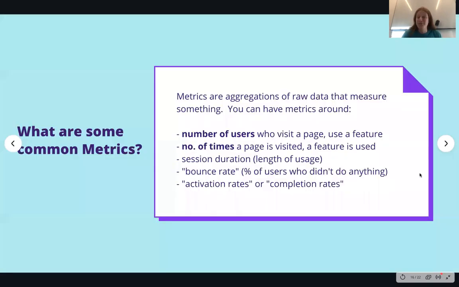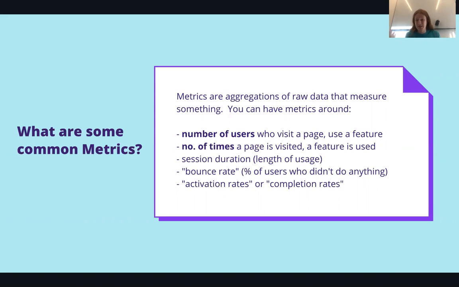Sweet. So what are some common metrics? Obviously, it's hard to know what data we want to collect or how we want to analyze it without knowing what metrics we want to calculate. So metrics are simply, it's a fancy word for an aggregation of raw data. It's like a calculation you do over raw data to measure something.